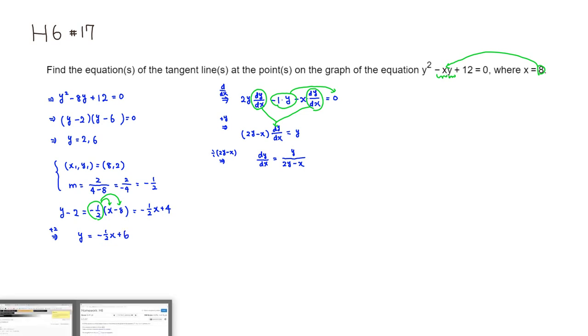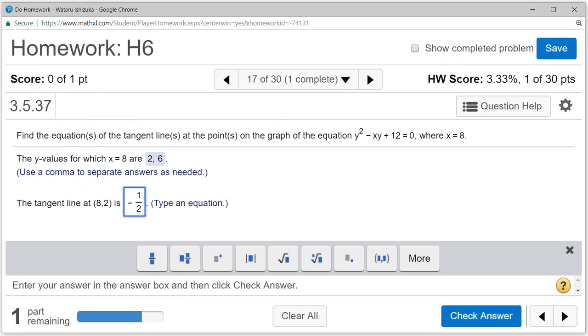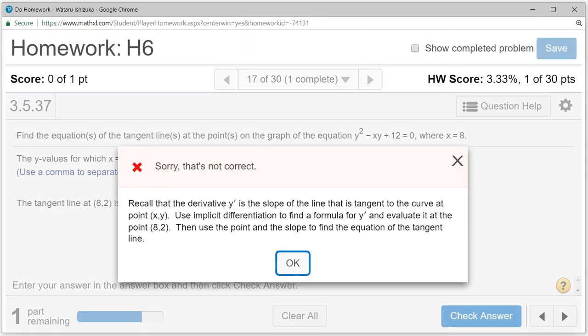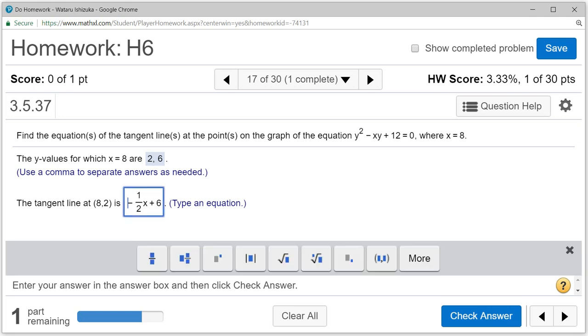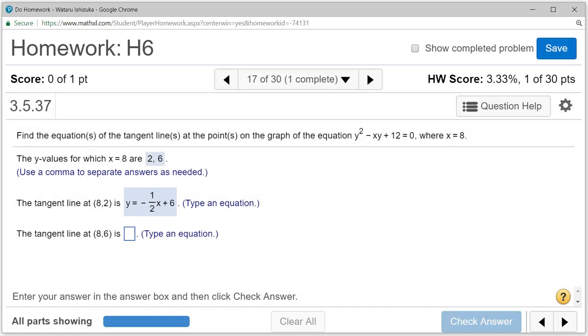So let's type it in. It's negative 1/2 x plus 6. Alright, let's check the answer. Oh, sorry. I didn't put y there. Y is equal to, here. Alright, we got that.